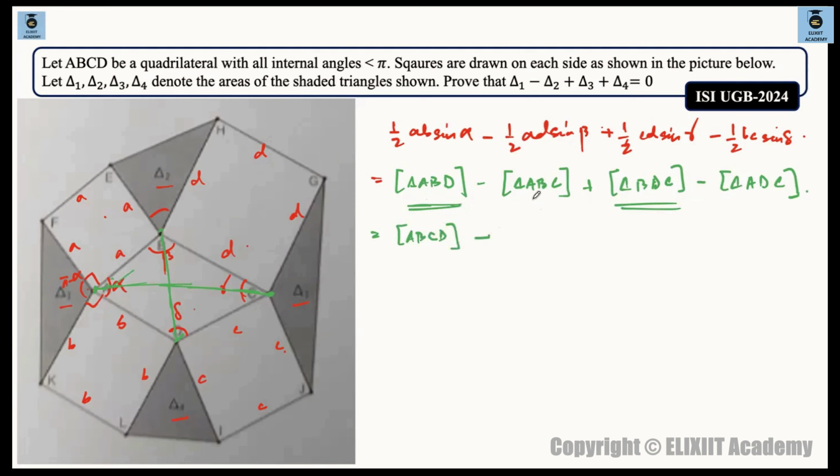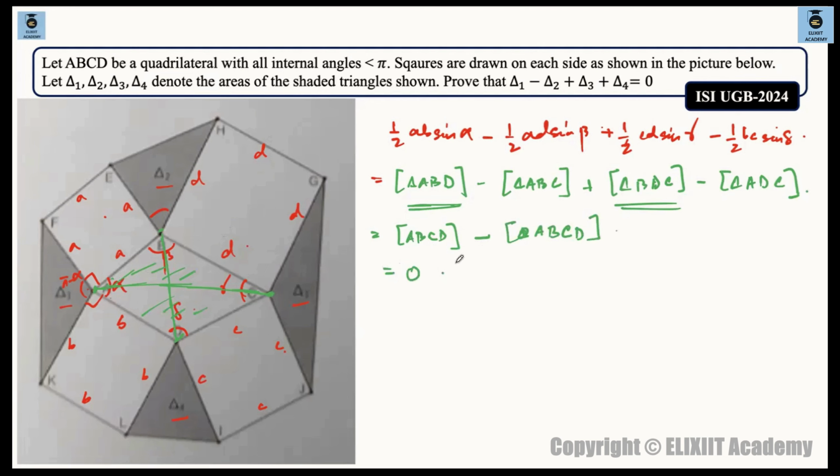Similarly, minus area of triangle ABC, area of triangle ABC plus area of triangle, just take out a minus common, so we have area of triangle ABC plus area of triangle ADC. Similarly, this will give you the total area of the quadrilateral ABC. Look, ABC and then ADC. This plus this will give you the area of the total quadrilateral. Similarly, minus of area of the quadrilateral ABCD. So both will subtract and this will give you 0.